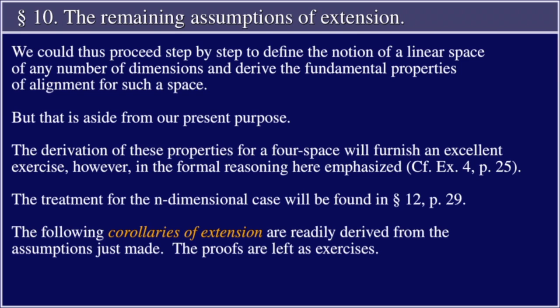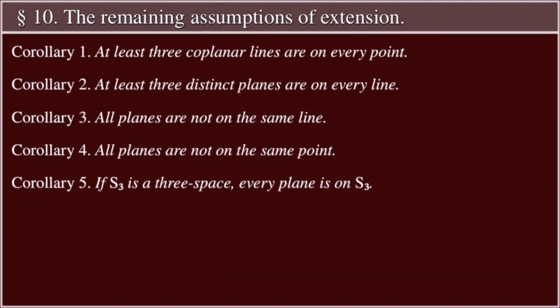The following corollaries of extension are readily derived from the assumptions just made. The proofs are left as exercises. Corollary 1. At least 3 coplanar lines are on every point. Corollary 2. At least 3 distinct planes are on every line.